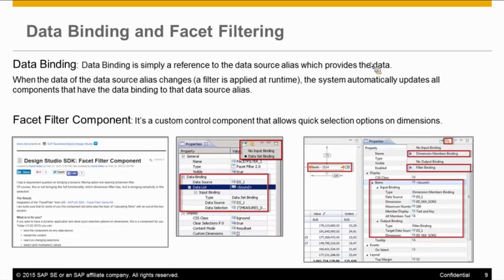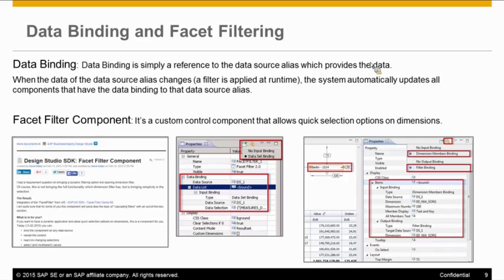webinar today, we will try to use a custom component called as Facet filter. So this is not delivered with the product, but this is there on the SCN page, and it is available for download on the GitHub. I will show you where to go and download the Facet filter. So we'll try to do that in the demo.